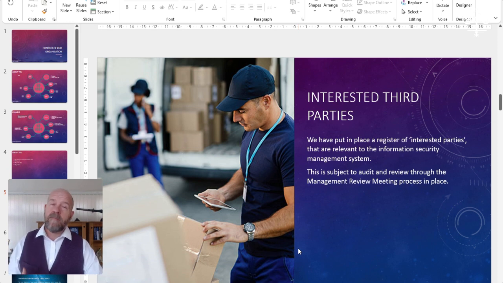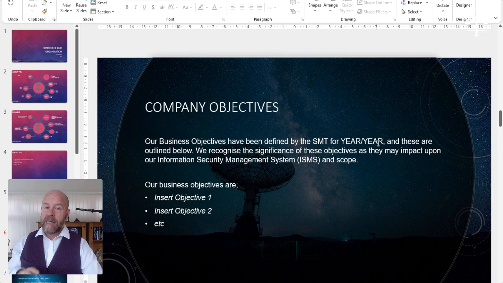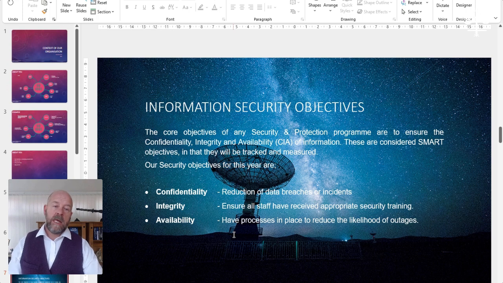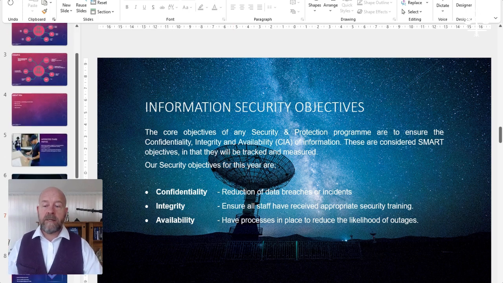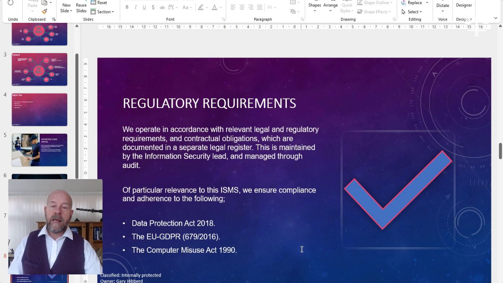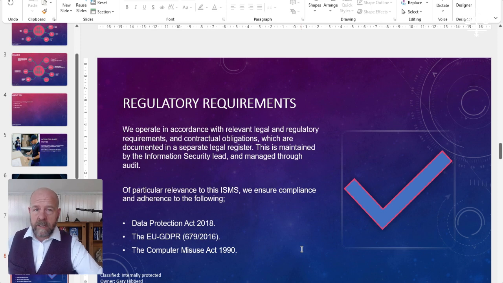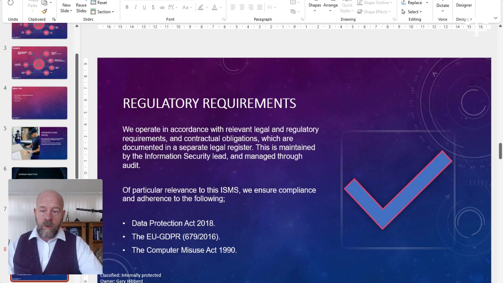Interested third parties. I've already mentioned that we have a separate register for all of that information. So again, we point people or the auditor to those separate documents in here. We like to keep the company objectives within this document as well, again, because security objectives should be tied to it. We like to have information security objectives listed in here. And also we make reference to the legal register. Again, back to interested parties, Financial Conduct Authority, if you are regulated by the FCA, for instance, would be an interested party. Who your regulators are, only you will know.